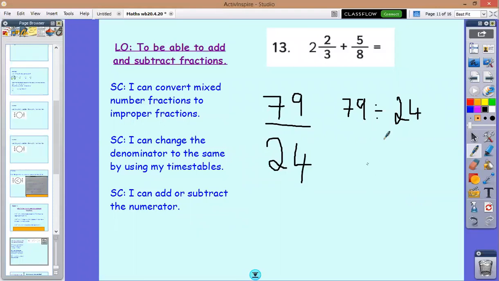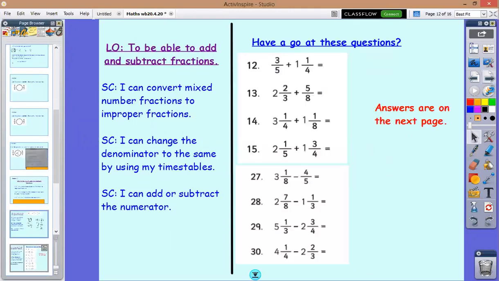Now already just looking at that, I know there is going to be a remainder because 24 is an even number and 79 is an odd number. So already I know there's going to be a remainder. So my remainder, when we're doing division for this to convert it back, becomes my numerator. And the answer will be 3 and 7 over 24. That is my answer for this one.